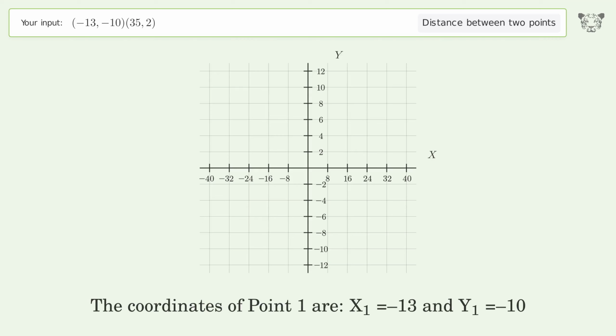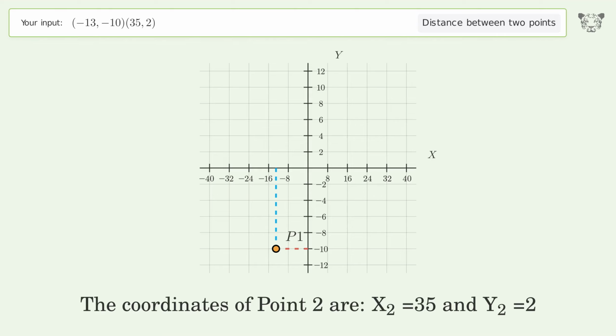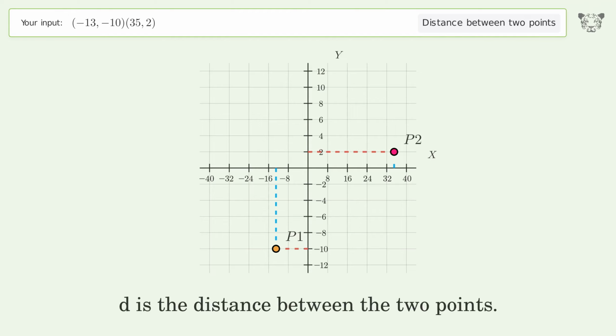The coordinates of point 1 are x1 equals -13 and y1 equals -10. The coordinates of point 2 are x2 equals 35 and y2 equals 2. D is the distance between the 2 points.